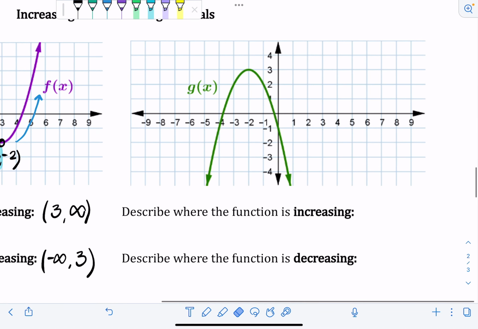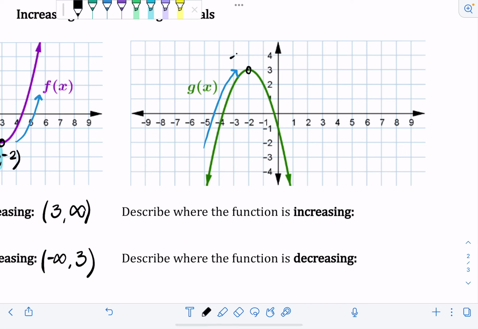For g of x, if we follow the graph from left to right, we start off going upward, then we hit the vertex at (-2, 3). Then after that point, we're going downward. Since we're following the graph from left to right, our focus is on the x-coordinate of the vertex. So now our boundary line is at x equals -2.